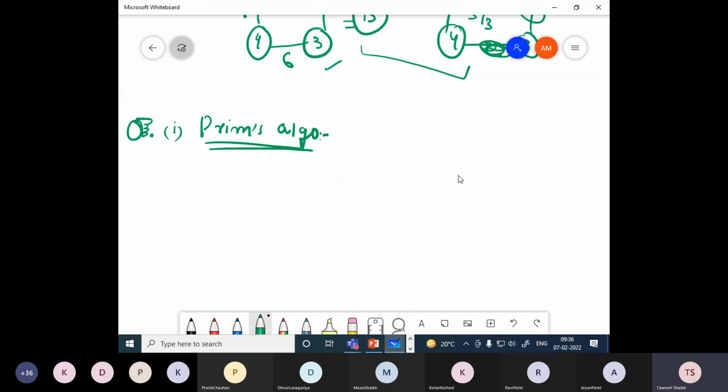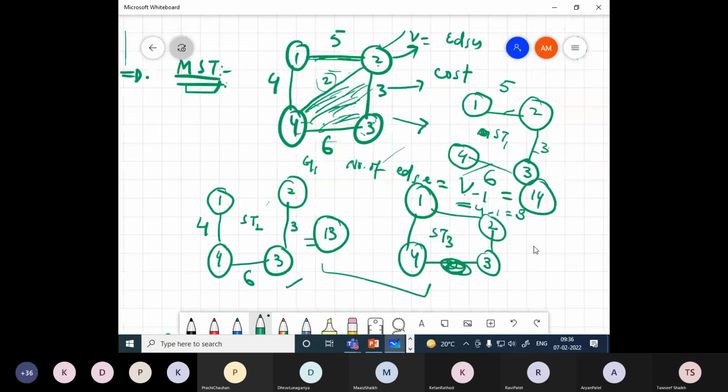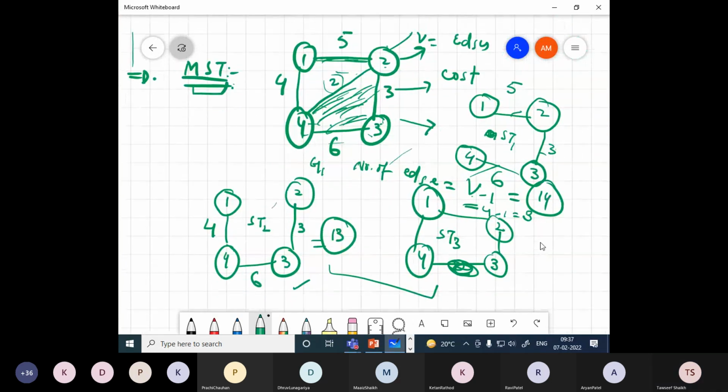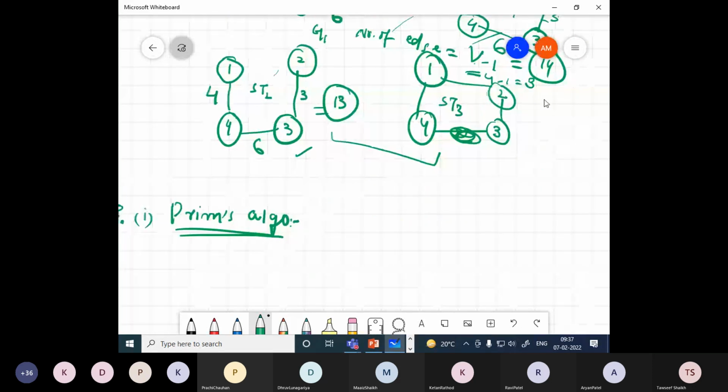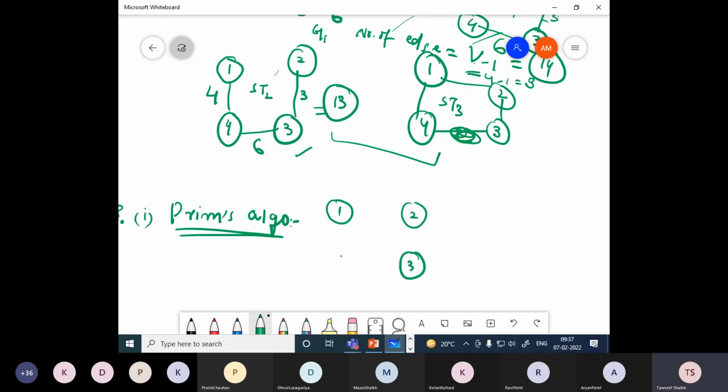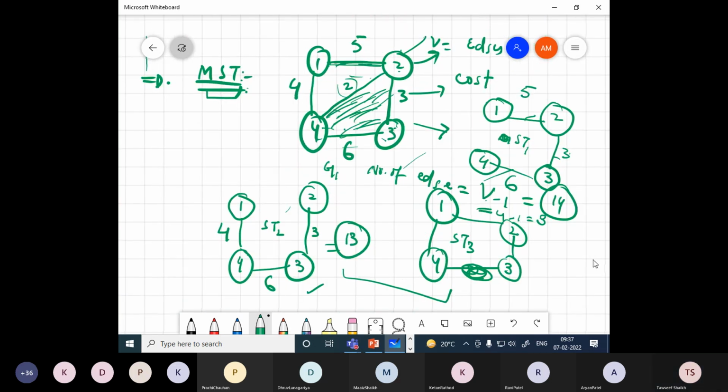If we apply Prim's algorithm on the previous graph, which has vertices 1, 2, 3, and 4, the corresponding costs attached were 3, 6, 4, 2, and this was 5.